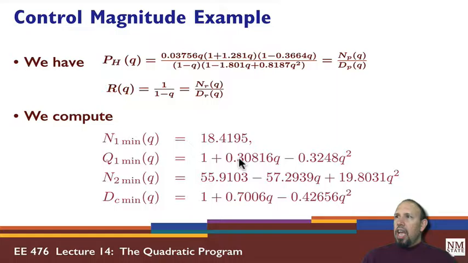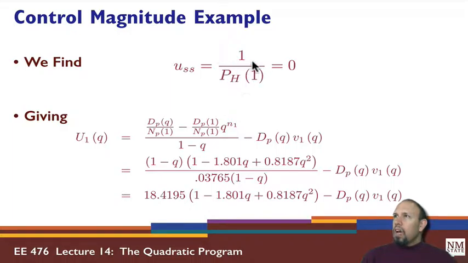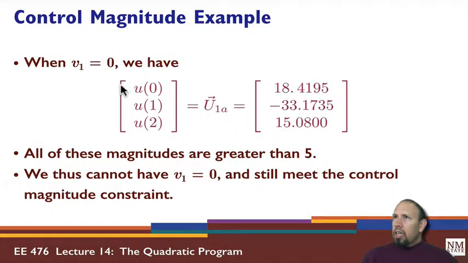Here's our reference signal. And when we compute the minimum order solution using d(2), this is the solution that we get. So in general, you don't get nice integers. And our steady state value in this case is 0. And our U1, our transient control signal, is given by this expression. Our U1A is given by this vector. Notice that all of these magnitudes are greater than 5, which means that we cannot have V1 equals 0 and still meet the control magnitude constraint.